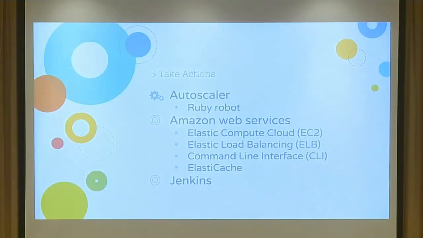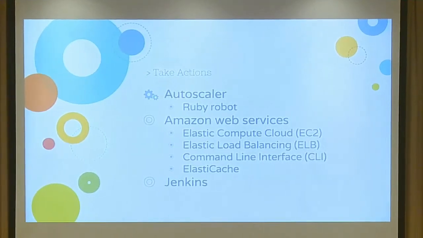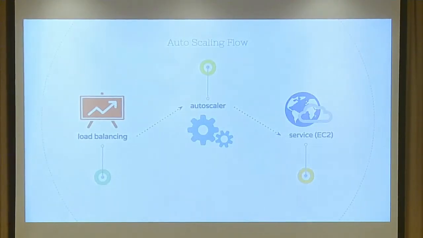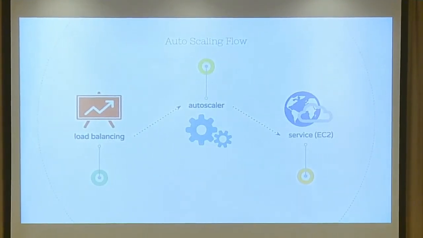So after the investigation, let's introduce the core members in the auto scaling. The auto scaler is actually a Ruby robot, and is the one who is able to communicate with Amazon Web Services, EC2 instance, load balancing via command line interface. We also need ElastiCache to help us to integrate the auto scaling process with the deploy flow on Jenkins. So we can focus on auto scaling flow first.